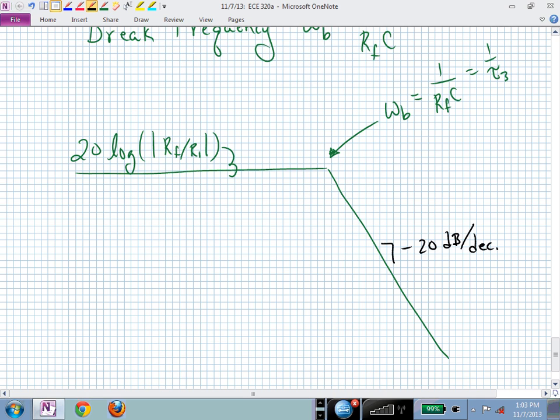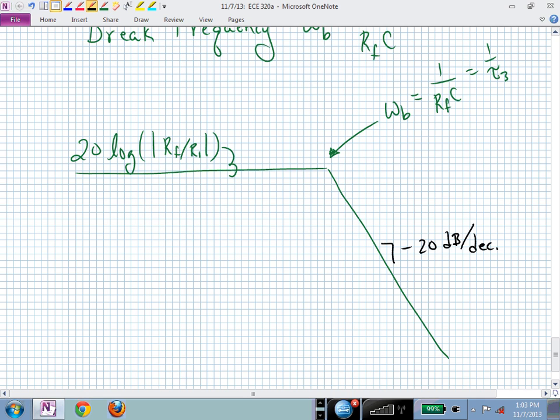If I had a bandwidth of, let's say, 5 radians per second, and I said, what's the magnitude, and let's say that I selected R sub f and R sub 1 to be equal. Our DC gain is either 1 in absolute terms or 0 in dB. So you're right either way. Your DC gain is 1 in absolute terms, or it's 0 in dB.